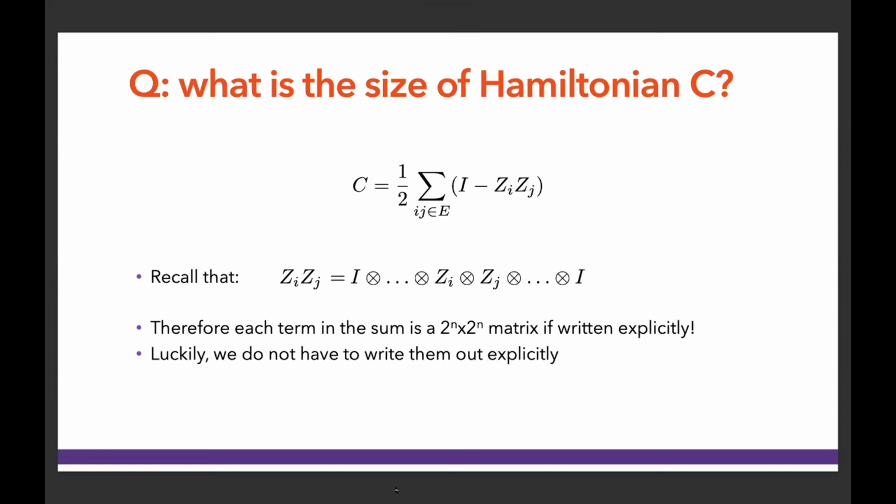Now, one question you may have is, what is the size of this operator? Now recall that when we write this zi zj, it's padded with identities on both ends. So it's really a 2 to the power of n by 2 to the power of n matrix, which would be possible to write out explicitly, but we do not. We write it out as a combination of Pauli Z's, and then the Pauli Z's we're going to implement on hardware.